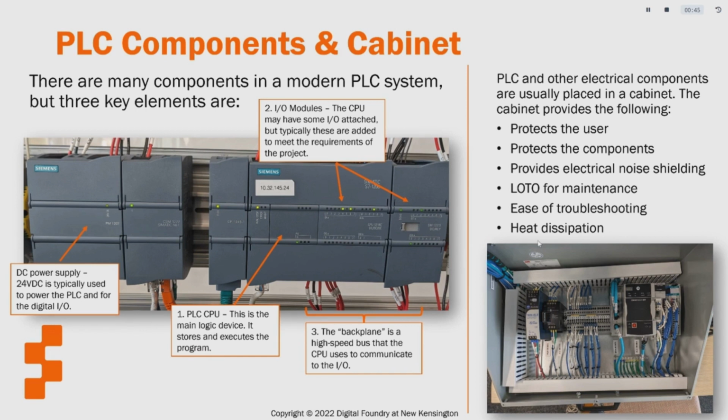Typically, you will see a PLC in an electrical enclosure. Some reasons for this include that it will protect the user from electrical hazards in the cabinet itself, protect the PLC and equipment from environmental hazards such as dust and water, provides electrical noise shielding for sensitive devices, especially the PLC and other communication-related devices, provides lockout-tagout means for maintenance, which is very important for safety. It is typically laid out for ease of use in troubleshooting, with space to test electrical connections, and finally it allows for heat dissipation and may have fans or vents.